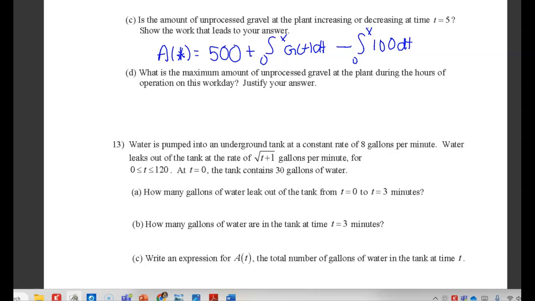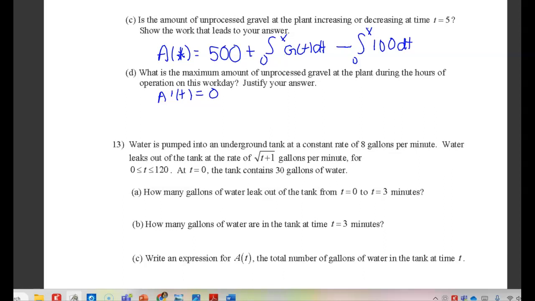So again, I need 3 key points. I need the initial, 0. I need hour 8, which is when they shut down. And then, what other time period would I need? Well, I would need when the derivative of A is at max. So I need to know when A prime of t equals 0. So I need to know A prime.